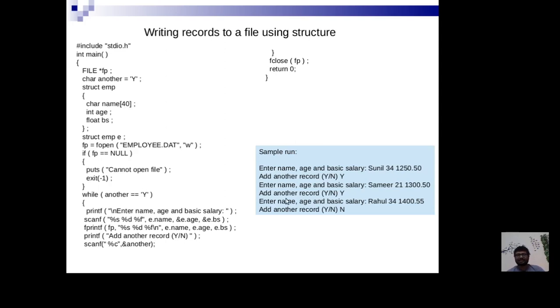So this is how a sample run looks. After you run this, there should be a file whose name is employee.dat in your current directory, and its content should exactly be these: Sunil 34 1250.50 and so on. This is exactly what you print: name space age space basic salary. Then in the next line, name space age space basic salary, and so on. This should be the content of your file after this program terminates.